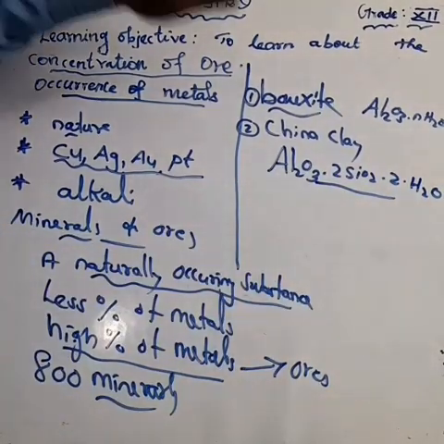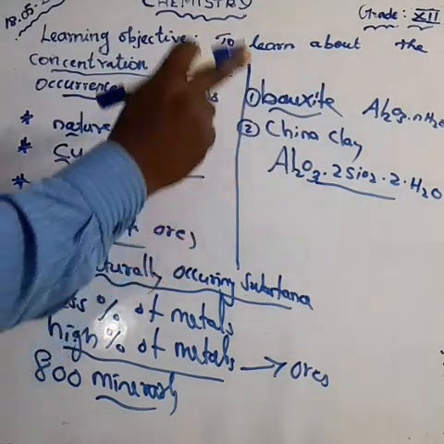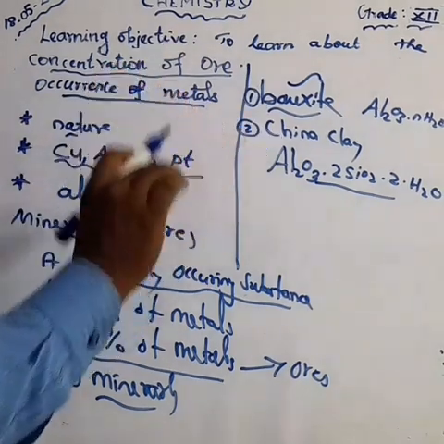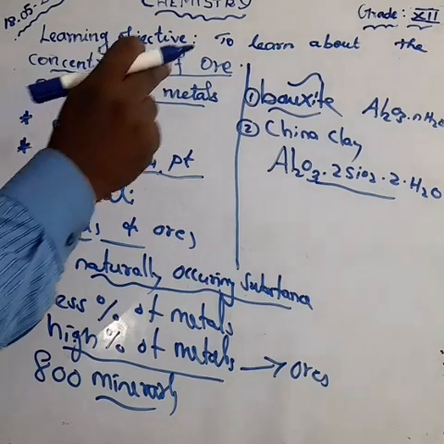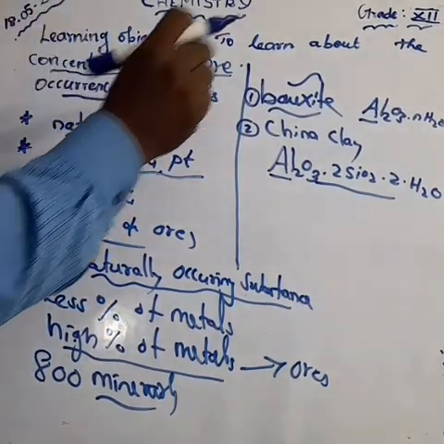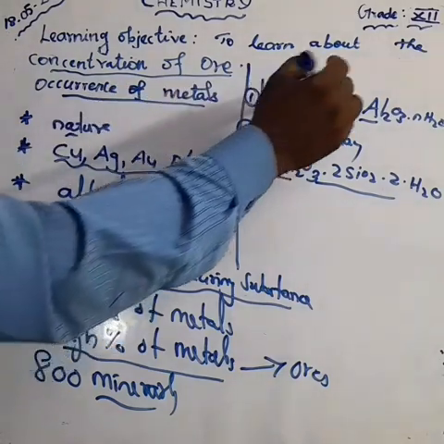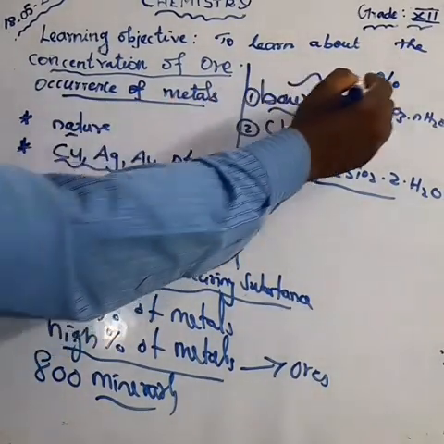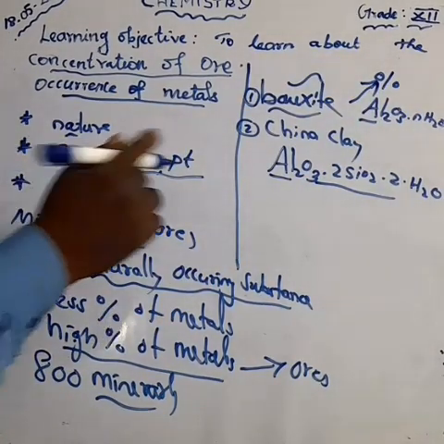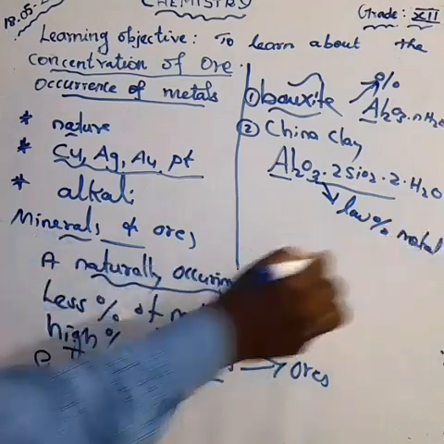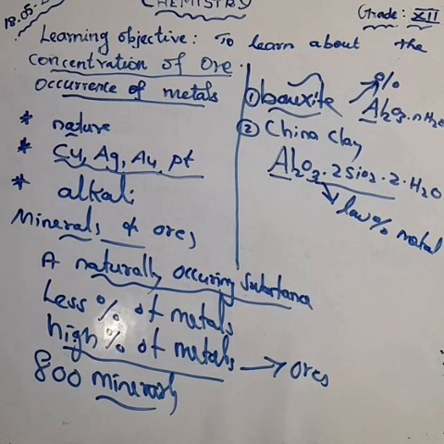Both bauxite and China clay are minerals, but aluminium can be commercially extracted only from bauxite, while extracting aluminium from China clay is not profitable. What is the reason? Both contain aluminium, but bauxite has a high percentage of aluminium metal, whereas China clay has a small percentage. So we can conclude that bauxite is the ore of aluminium, while China clay is only a mineral of aluminium.